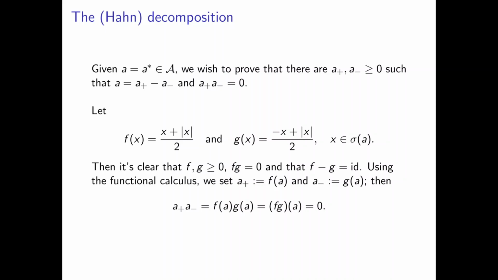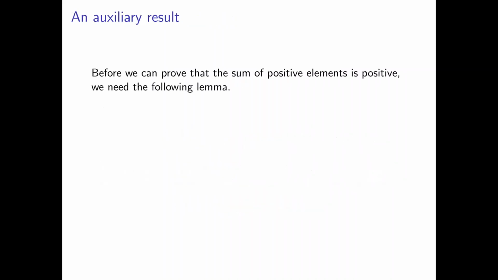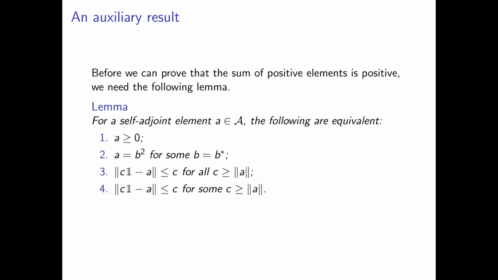And now for the statement that seemed most trivial but wasn't actually the most trivial to prove. For the statement that the sum of positive elements is positive, we need the following lemma to characterize the positive elements. So this lemma states that if A is a self-adjoint element, then the following four conditions are equivalent. So first we have that A is greater than or equal to 0, or A is positive. And the second condition is that A equals B squared for some self-adjoint B.